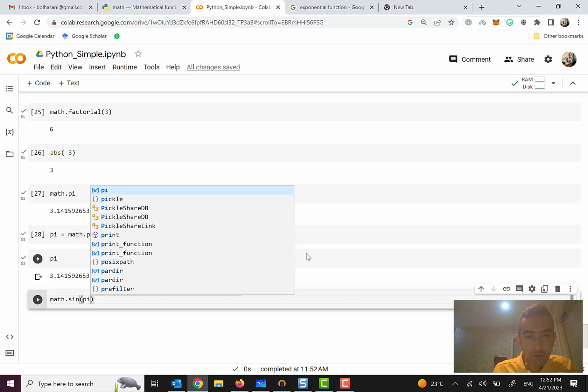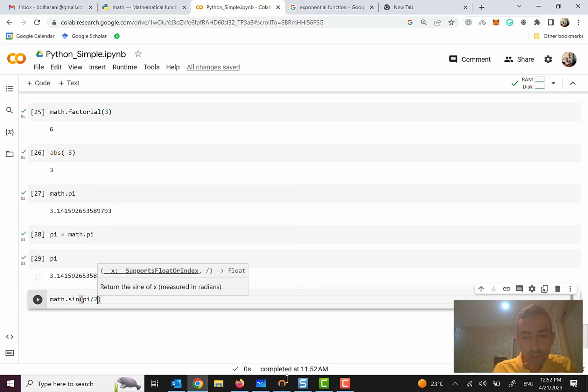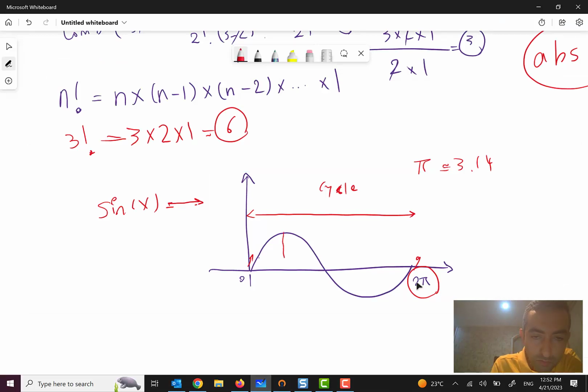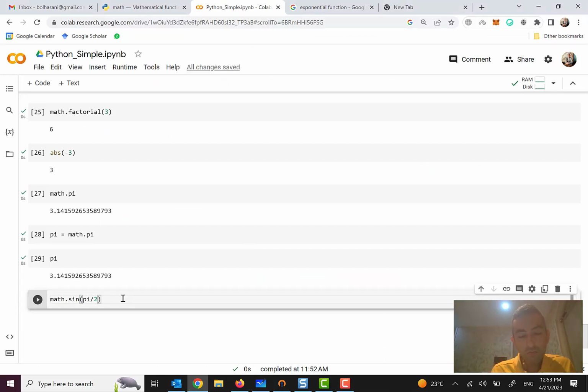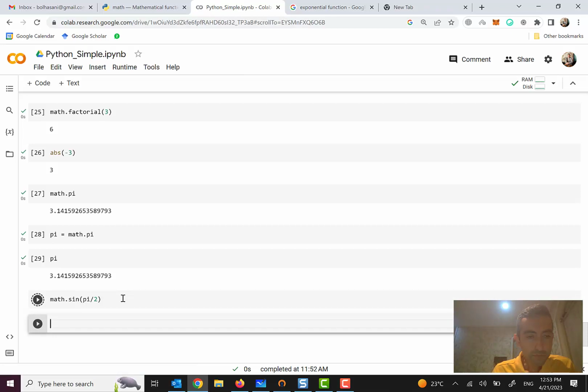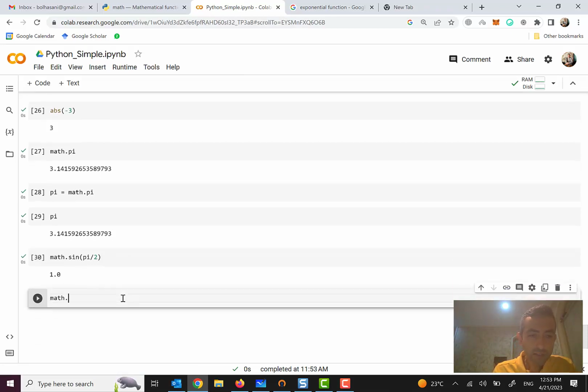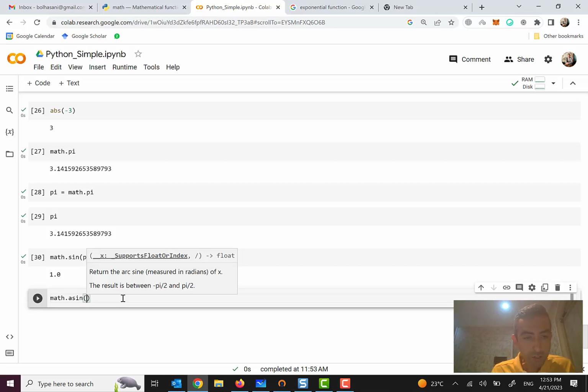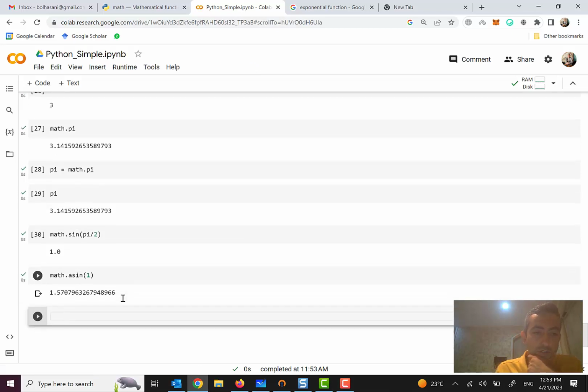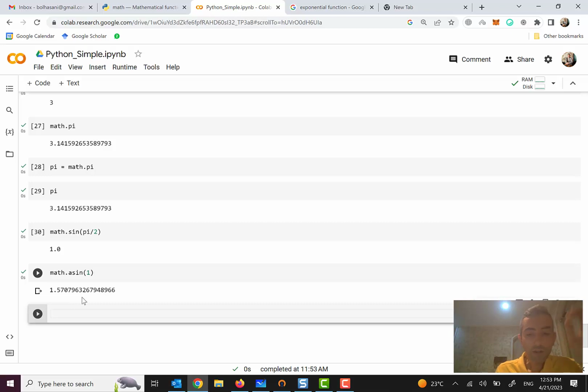or pi divided by 2. We know that this value is 1, so we expect the result of this to be 1. Yeah, that's right. And also math.asin. Arcsine means the inverse function, and the result is also in radians. For example, math.asin of 1 would give us pi divided by 2, you can see here.